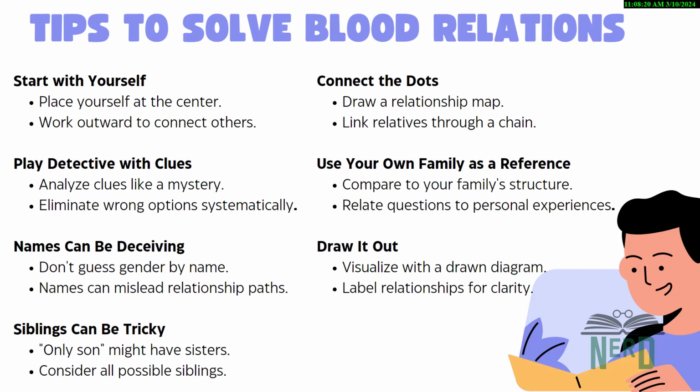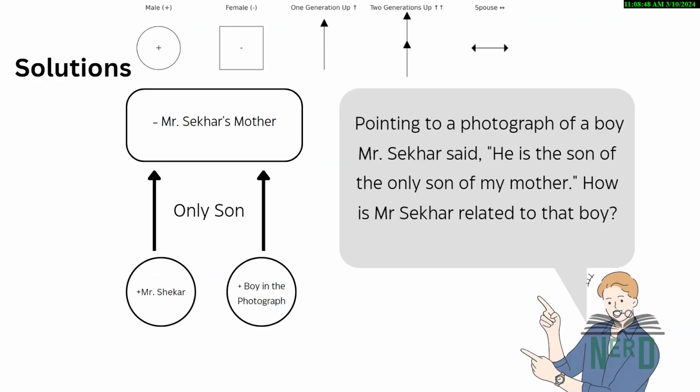And at the end we have tip 7, which is draw it out. When all else fails, grab a piece of paper and draw the map that we have given, like circle for male, square for female, and of course all the relationships between them, right? So I'll tell you with an example. So here is the question. Pointing to a photograph of a boy, Mr.